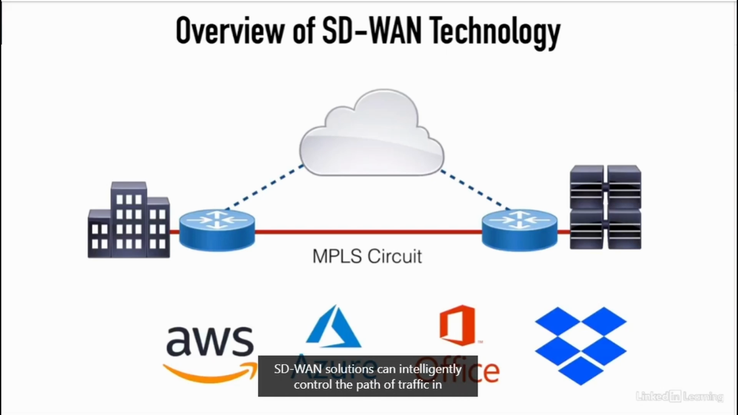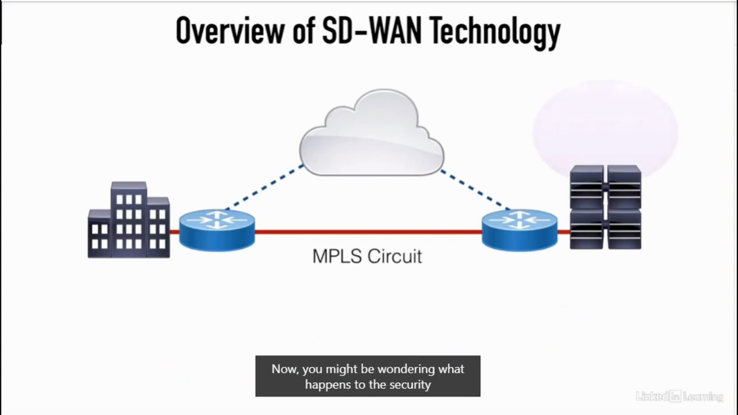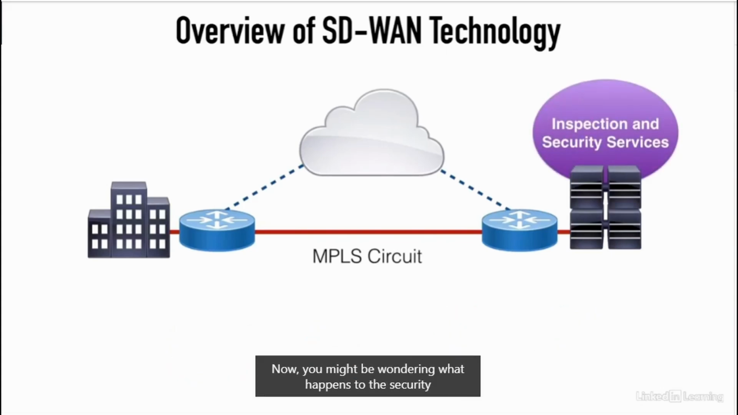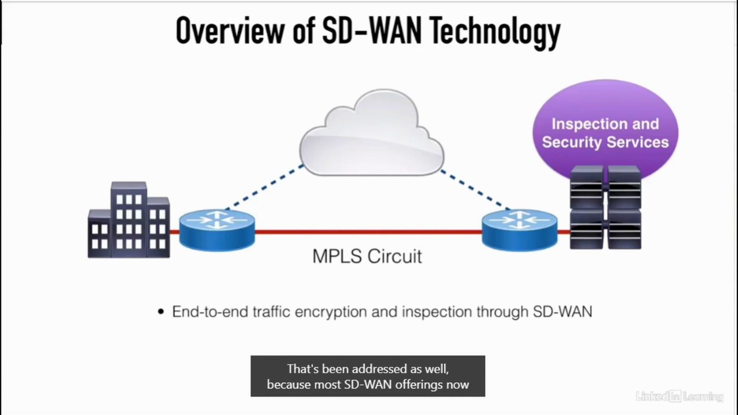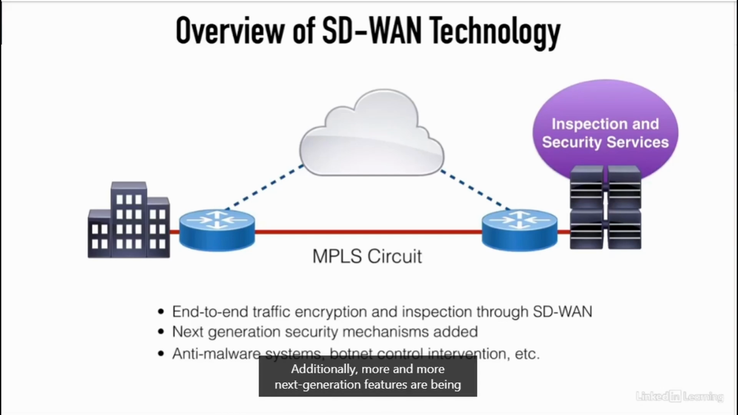SD-WAN solutions can intelligently control the path of traffic in order to optimize traffic flow and to reduce unnecessary bandwidth in our networks. Now, you might be wondering, what happens to the security inspection services, since that traffic is now not being routed through the data center any longer? That's been addressed as well, because most SD-WAN offerings now provide end-to-end traffic encryption and inspection. Additionally, more and more next-generation features are being added, things such as anti-malware systems and botnet intervention, many features that you would see on next-generation security devices.